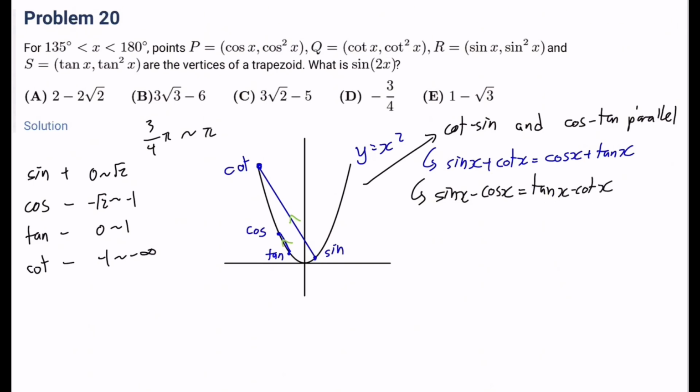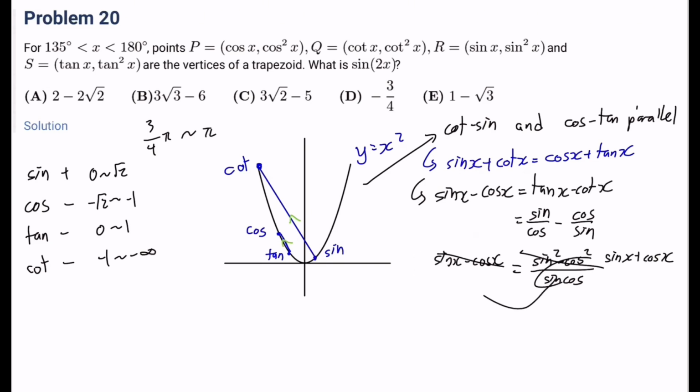So that's equal to sine over cosine minus cosine over sine, which is just equal to sine squared minus cosine squared over sine cosine, like that. So this is going to be equal to sine x minus cosine x. This can be a difference of squares, so if we get rid of that, that's going to be sine x plus cosine x, and that's going to be 1. And so if we move this over, then that's going to be equal to sine x cosine x equals sine x plus cosine x.